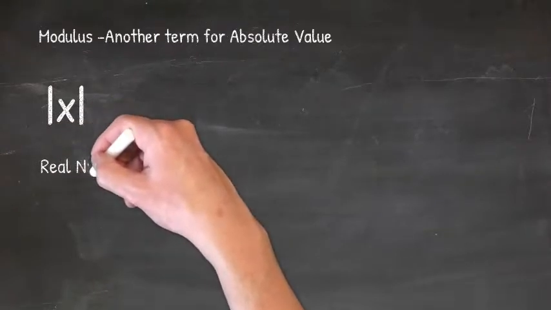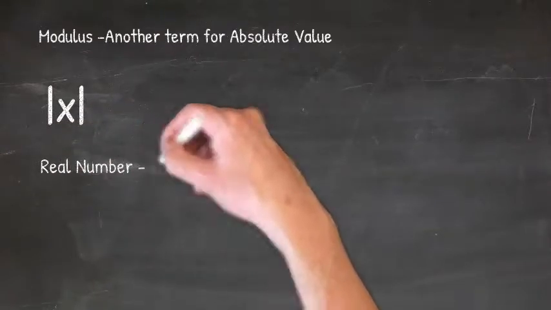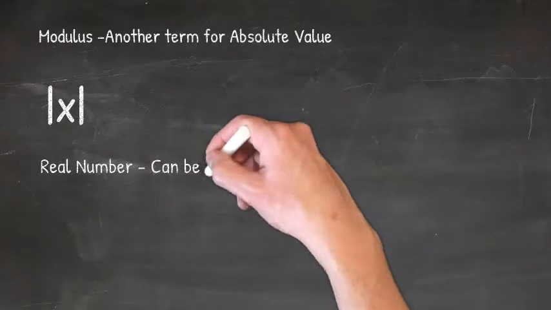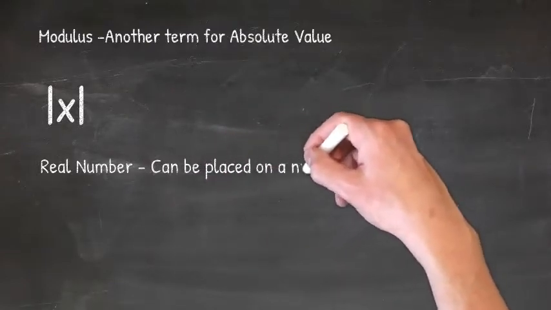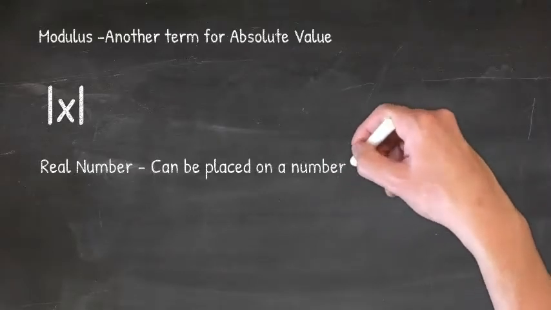Absolute values apply to real numbers. The real numbers are those numbers that you would use in everyday life. They're the numbers we use to count or measure things. Real numbers are those numbers that could be placed on a number line.